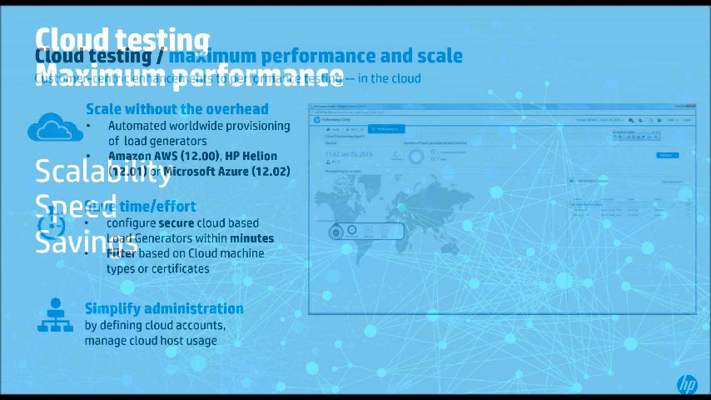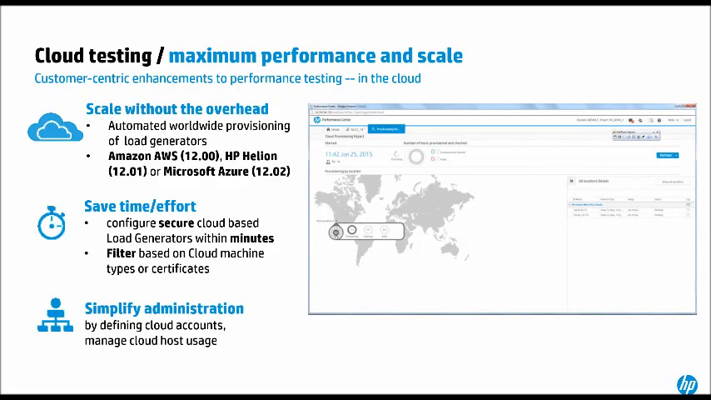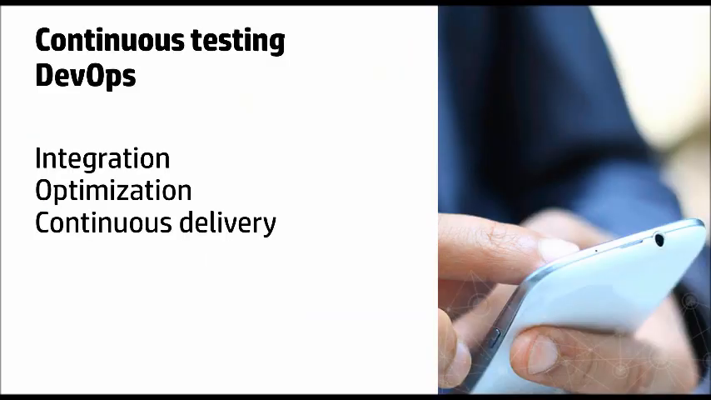So in version 12, we introduced a cloud testing feature which allows you to spin up load generators in the public cloud. We started with Amazon support in version 12.0, and we added HP Helion support in 12.01. 12.02 for LoadRunner and 12.20 for Performance Center, which we'll talk a bit about the difference in the numbering in a second, both support Microsoft Azure as well.